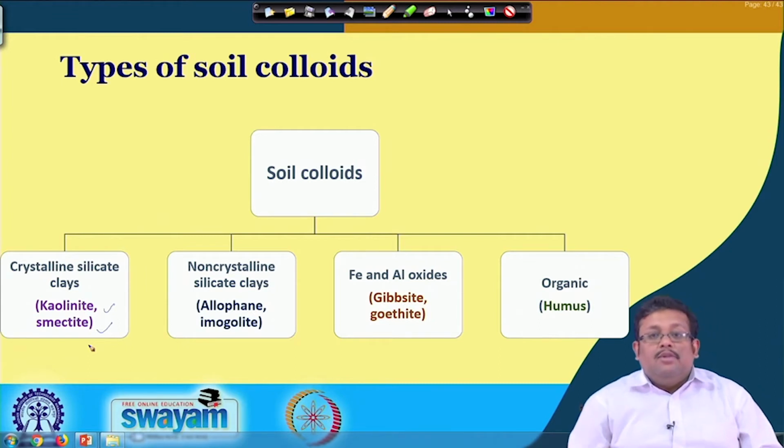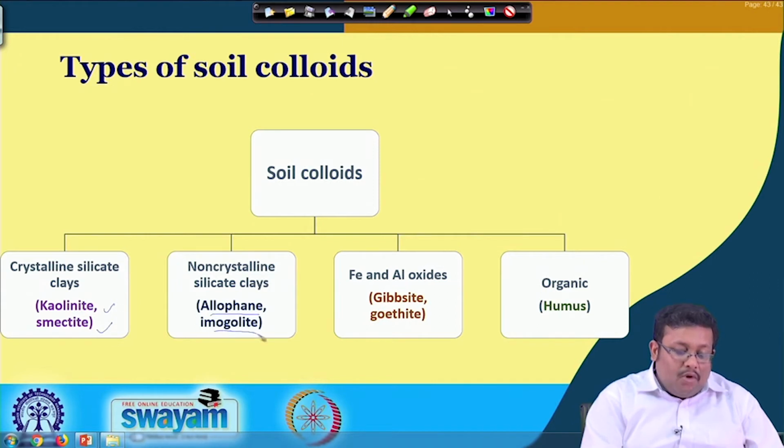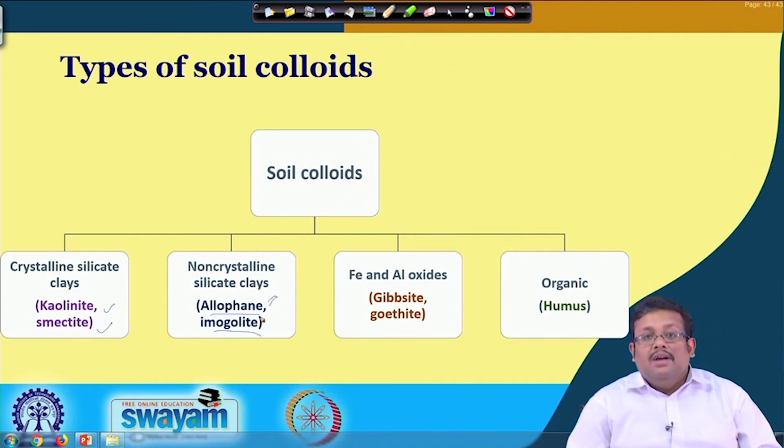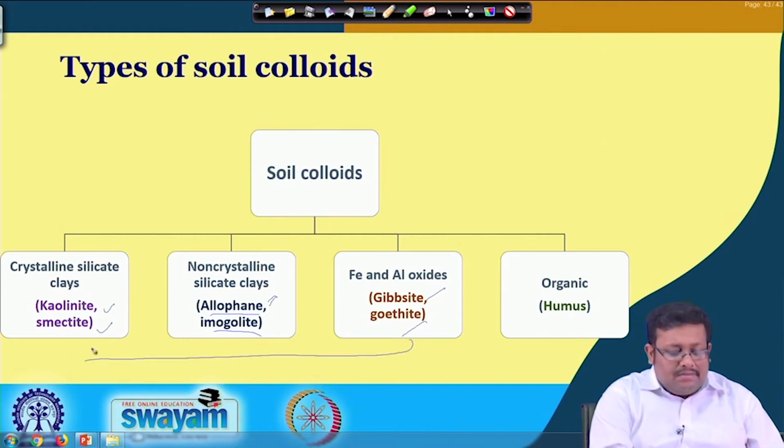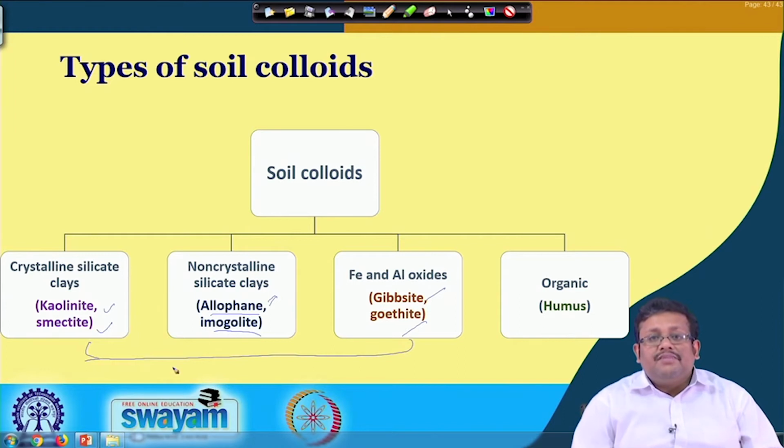Non-crystalline clay minerals means they do not have any crystalline structure. So, some examples are allophane and imogolite. Allophane mainly occurs in the volcanic soils. Iron and aluminum oxides, some examples are gibbsite and goethite, and these three basically are collectively called soil inorganic colloids, whereas soil organic colloid is composed of humus, and we will discuss humus while discussing soil organic matter in the later part of this course.